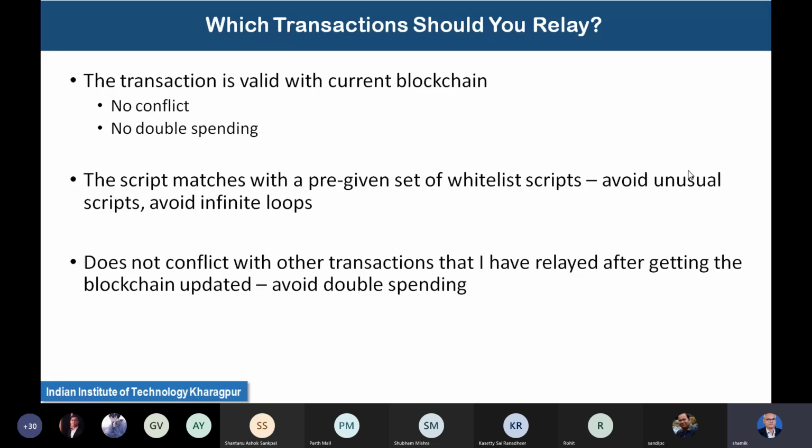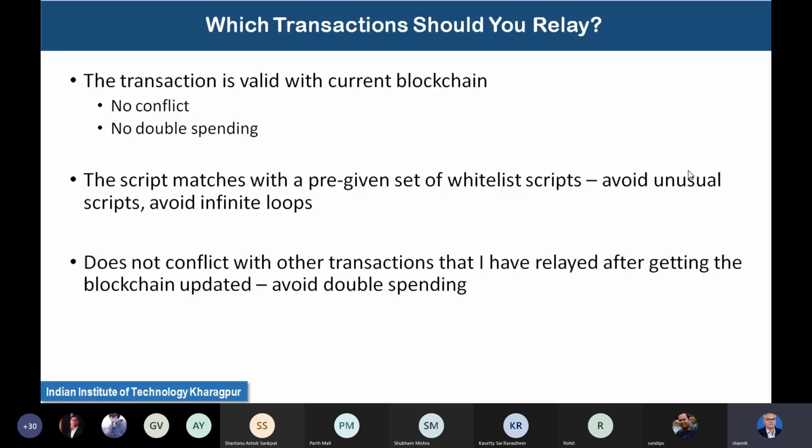So it will not allow her: if she sends the same 10 Bitcoins to even another person, it will get detected that Alice has spent it on Bob, and now she is again trying to send it to somebody else. And so this double spending will get detected. And of course, the script would be matched with a pre-given set of whitelisted scripts, and there are no unusual types of scripts, and no infinite loops, which might cause issues by infinitely delaying the processing and so on. Those basic checks are done, and that's why the language that we have seen is also made simple, without any loops and so on.